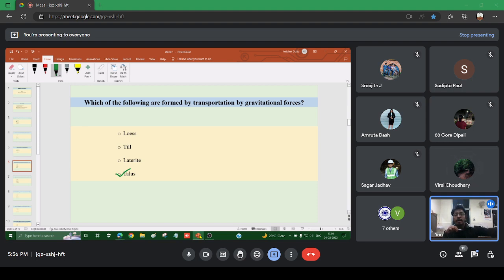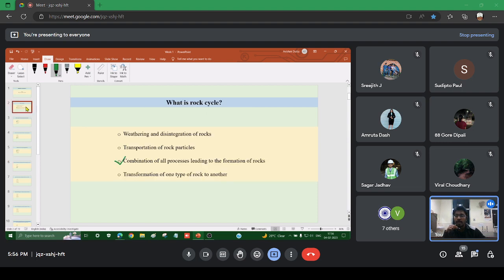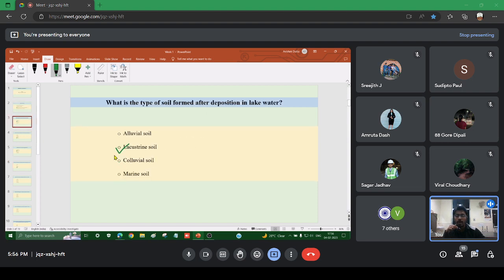So here the other three have either different agents of formation or they are residual soil. Only talus is the correct answer because it is formed by gravitational forces. Talus is an example of colluvial soil. And going back to the previous question, someone had a doubt when I said colluvial soil. Colluvial is a type of soil and talus is an example.